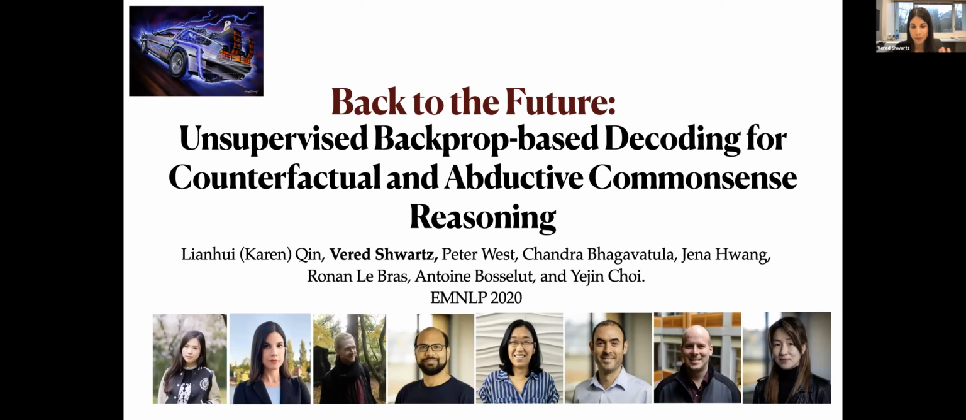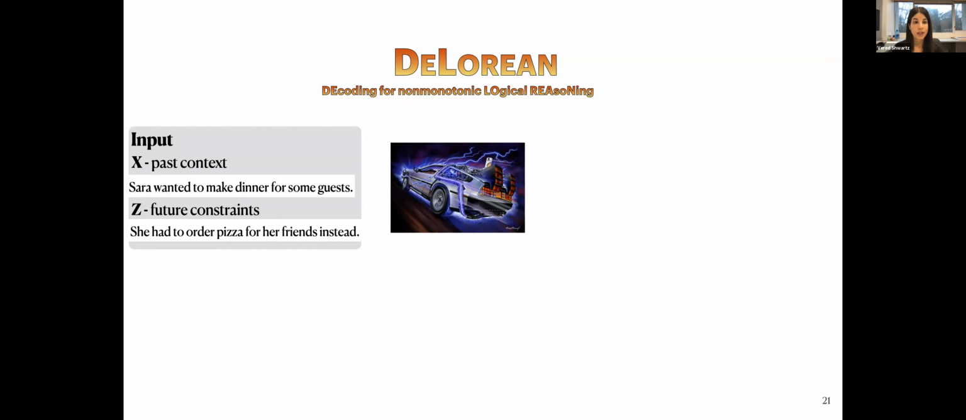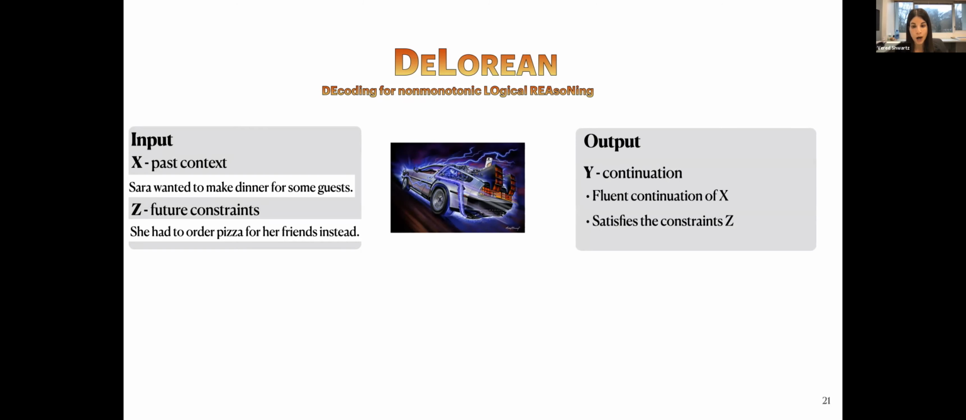So this is a paper from last year, which was led by Karen, who's a PhD student at UW. We developed DELOREAN, which stands for Decoding for Non-Monotonic Logical Reasoning. It's based on off-the-shelf language models, and it is unsupervised. For the abductive reasoning task, we define the inputs as X, which is the past context, like "Sarah wanted to make dinner for some guests," and Z, the future context, "She had to order pizza for her friends instead." And the model needs to generate a hypothesis Y, which is both a fluent continuation of X, but also satisfies the future context Z.